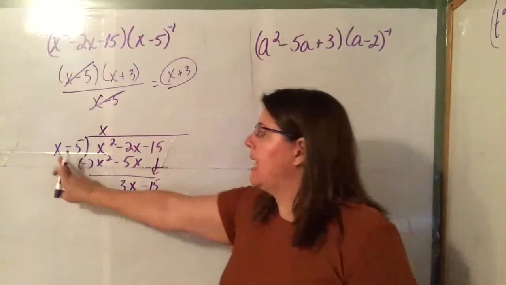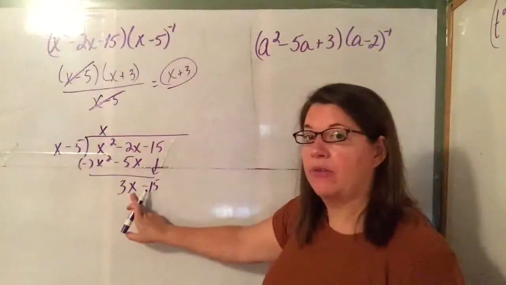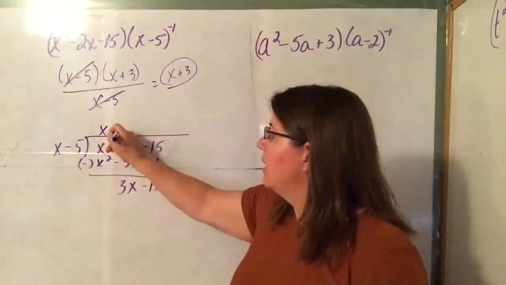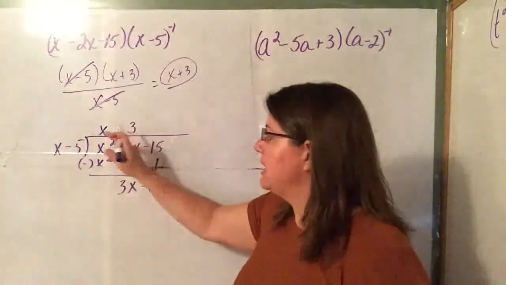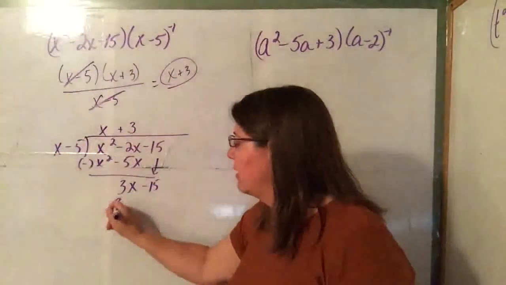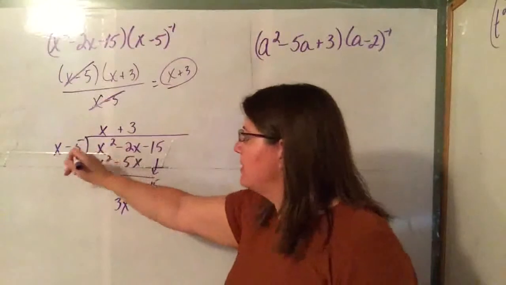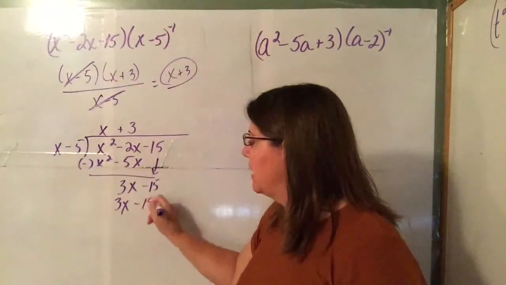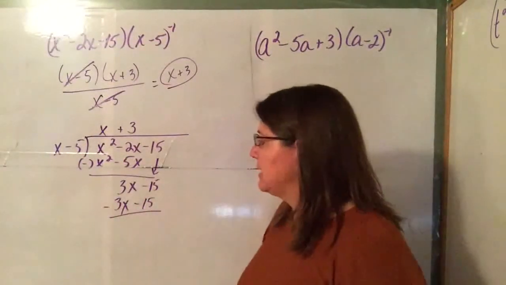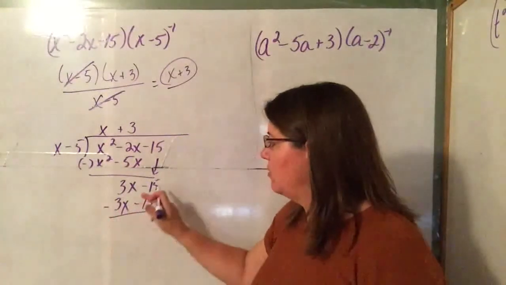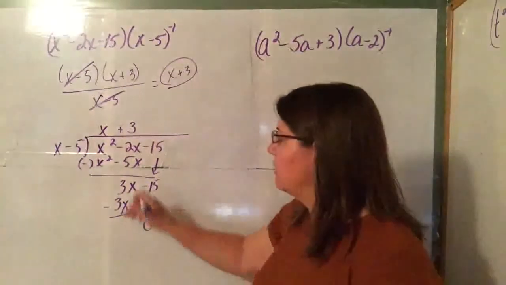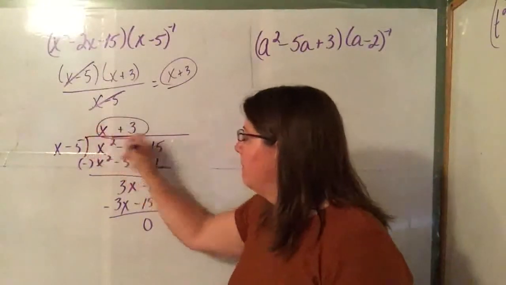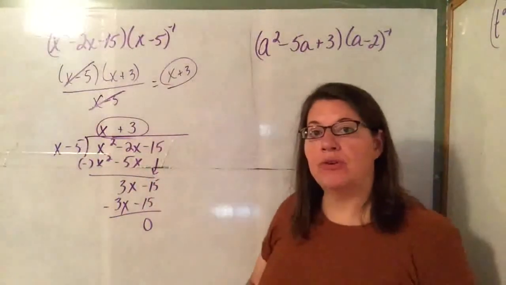Then I do that again. X into 3x. Well, x goes into 3x a positive 3 times. Then I multiply. 3 times x is 3x. 3 times negative 5 is negative 15. If I subtract, 3x minus 3x is 0. Negative 15 minus negative 15 is 0. My remainder is 0. That means my answer is x plus 3.